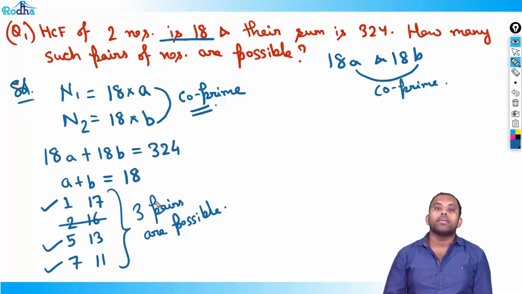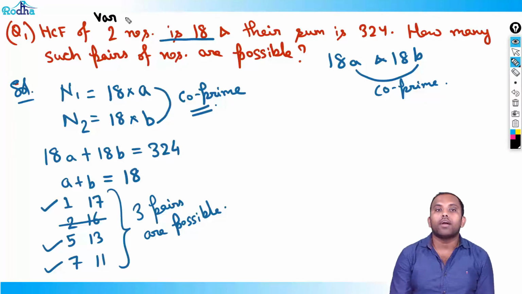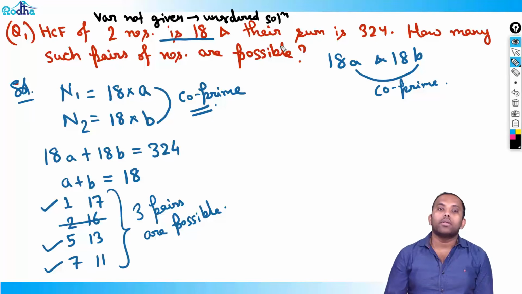3 pairs are possible. Now one question that may be coming to your mind is, is it ordered or unordered? The most famous question, right? What to write? The answer is 3 or 6. Again, same thing, I will repeatedly discuss this. In this question, variables are not given. That means it is an unordered solution. Unordered means I don't have to worry about A and B and B and A. They will be counted as only one pair.